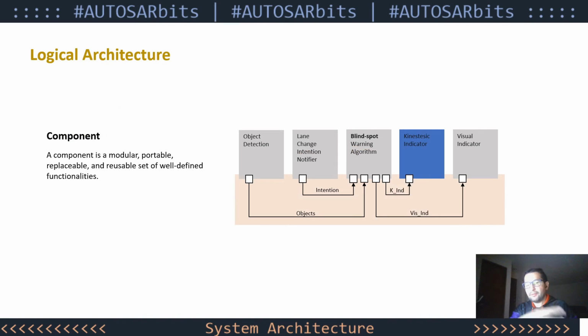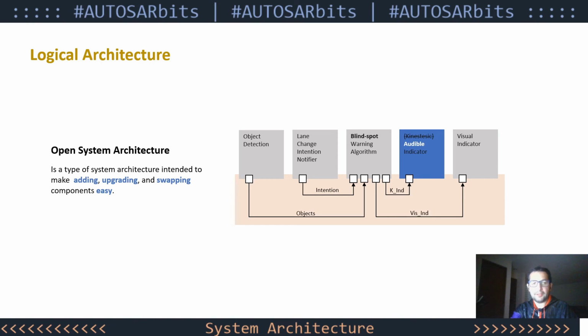The good thing about this is that, for example, if we had the need to replace this component, the kinesthetic indicator, with another one, which we might call audible indicator, we can do this very easily because we are dealing with an open system architecture. As we can recall, this is a type of system architecture intended to make adding, upgrading, and swapping components easy. That's actually what AutoSAR is all about. That's one of its main purposes.